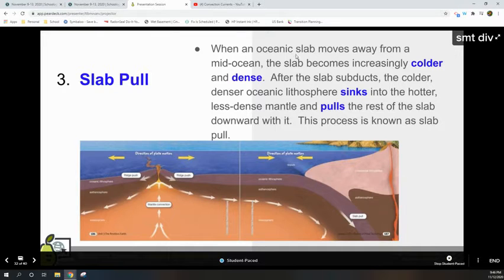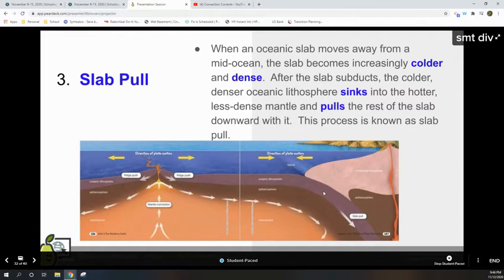When an oceanic slab moves away from the mid-ocean ridge, the slab becomes increasingly colder and dense. Well, what do we know about colder and density? Well, that means that the slab is going to subduct, which means sink. The colder, denser oceanic lithosphere sinks into the hotter, less dense mantle and pulls the rest of the slab downward with it. This process is known as a slab pull.